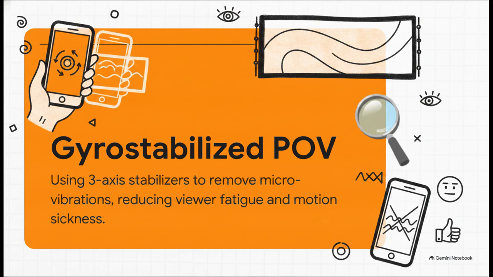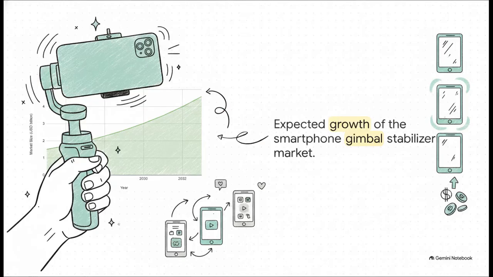Enter the gyro-stabilized POV. On a massive movie screen, a little shaky cam is totally fine. But on a 6-inch screen held inches from someone's face, those tiny, high-frequency micro-vibrations are literally exhausting for the eyes and can even make people feel motion sick. You absolutely have to stabilize that shot for physiological comfort, otherwise they're swiping away immediately. And the creator economy definitely got the memo on this one. The global market for smartphone gimbals is on track to hit $1.5 billion by 2025, riding a wild 15% growth rate straight through 2033.